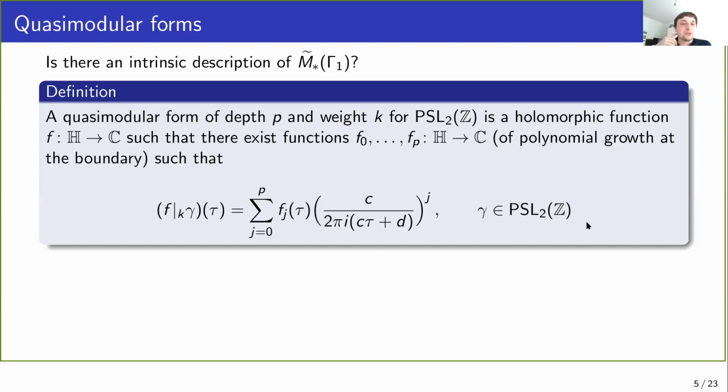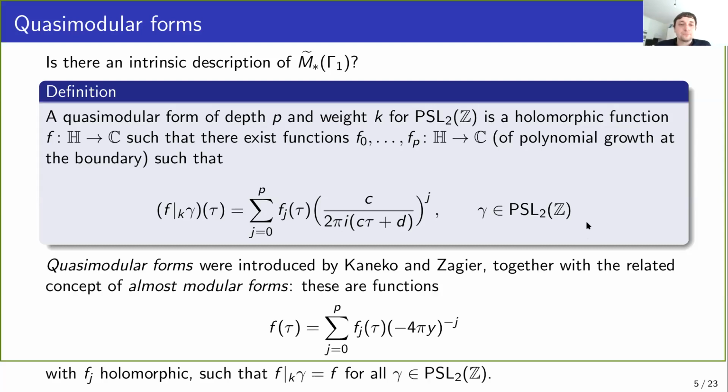Well, I'm only talking about this group, PSL2Z. They were introduced by Kaneko and Zagier in connection to a certain problem about counting maps between curves of different genera. But in a sense, it's a completely separate topic from that. And this is not their original definition. They studied something that is now called almost modular forms, which is, again, a slightly different thing.